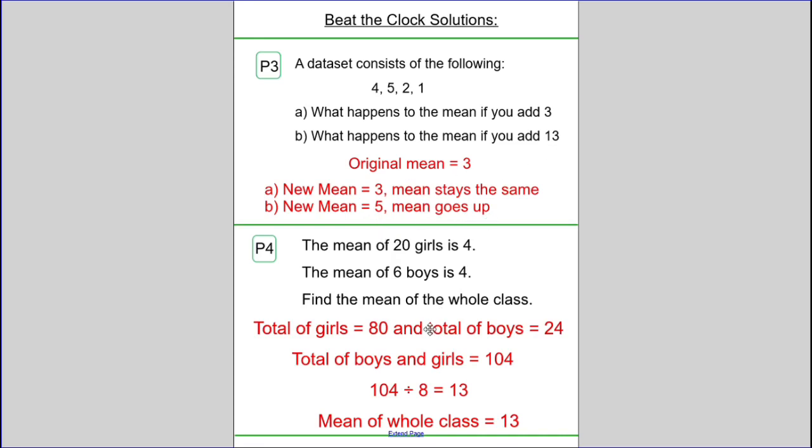For the second question, we've got the total number of girls is 80. We need to do 20 times 4, which gives us 80. And for the second one, we need to do 6 times 4, which is 24, and that means the total number of boys is equal to 24. To find the total number of boys and girls, we just need to add 80 and 24, and that gives us 104. Then to find the mean for the whole class, we need to do 104 divided by 26, which is the total of boys and girls, which gives us 4, and the mean of the whole class is therefore equal to 4. And that's the end of the video.